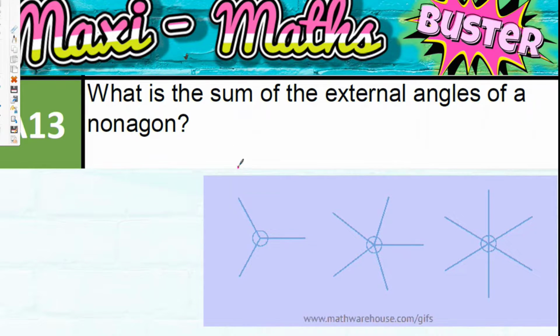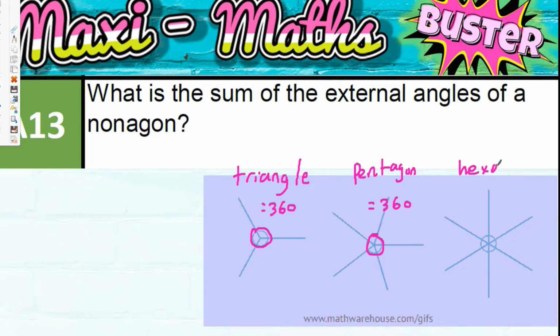And you can see that this one was the triangle. And all three exterior angles now fit together to make a circle. So the sum of those exterior angles on the triangle is 360 degrees. This one was a pentagon. That had 5 angles, but the sum of those angles all fit together to make a circle, which is 360 degrees. This one was a hexagon that had 6 external angles, but the sum of them all fit together to make a circle, which is 360 degrees.